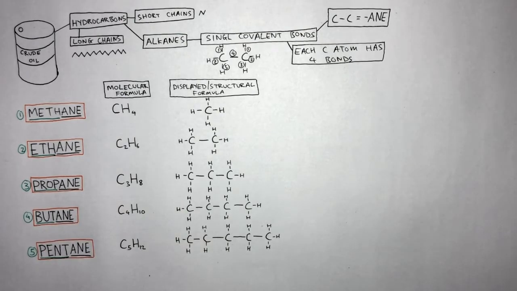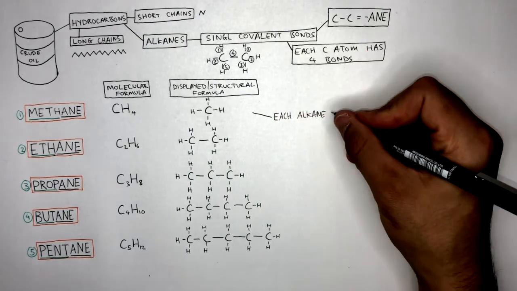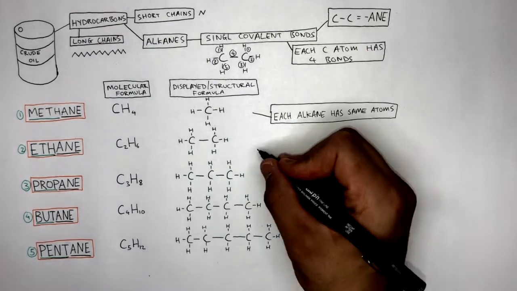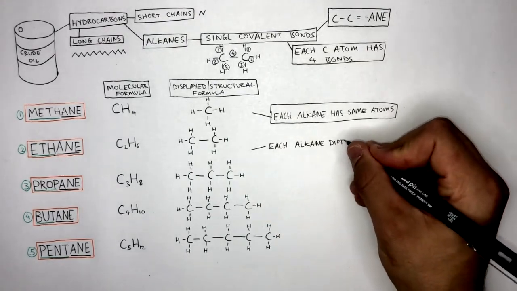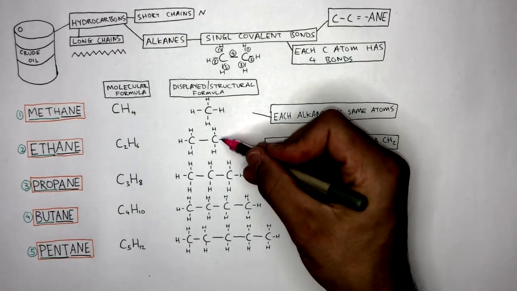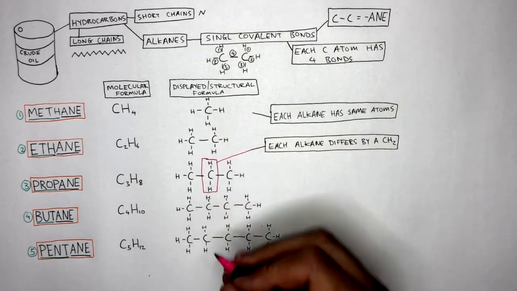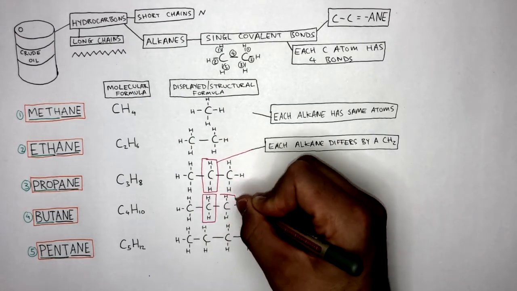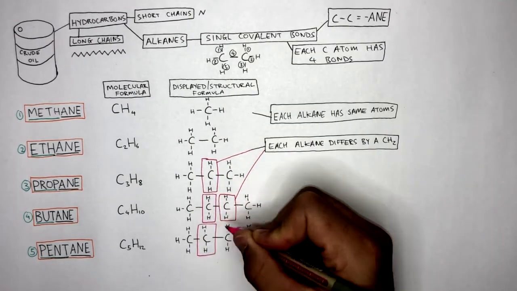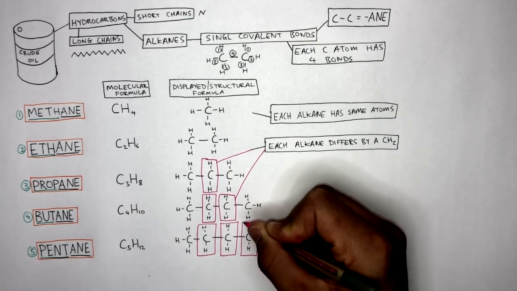Now we're going to learn about the term homologous series. This is where each alkane has the same atoms, and each alkane differs by a CH2. Propane has an extra CH2 group compared to ethane. Butane has an extra CH2 group compared to propane. And then pentane has an extra CH2 group compared to butane.